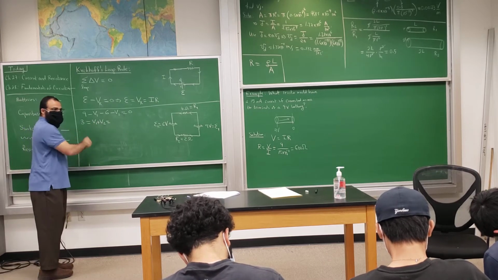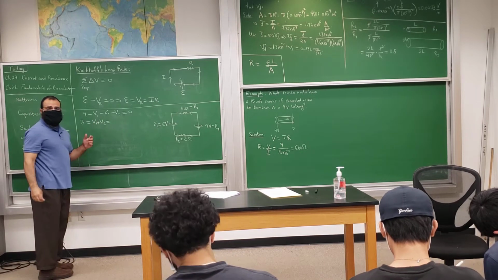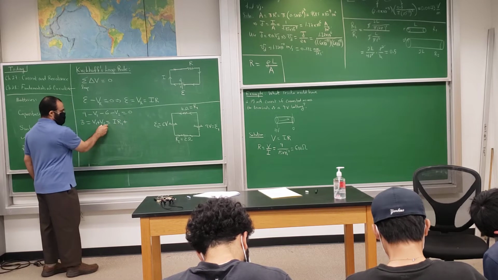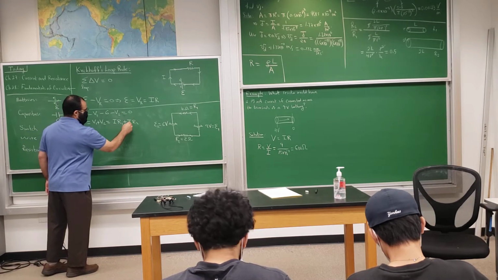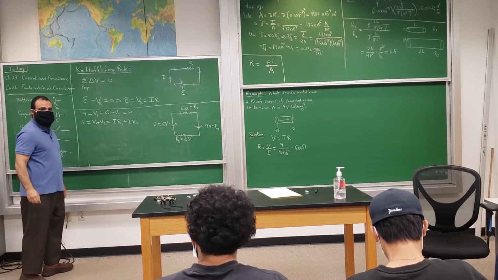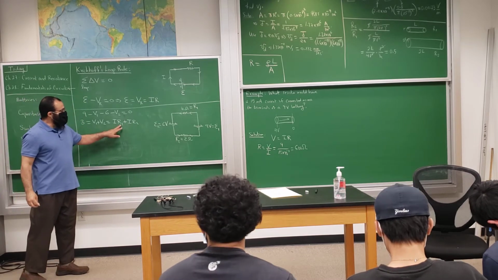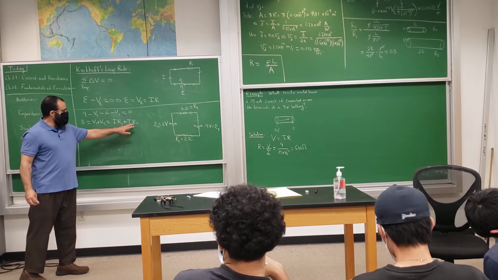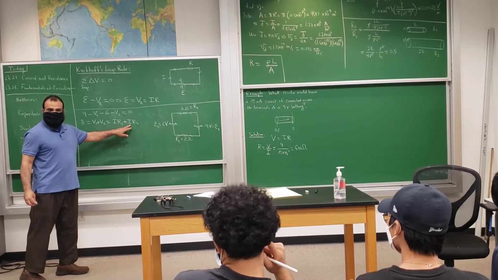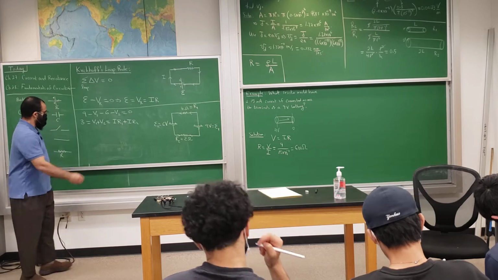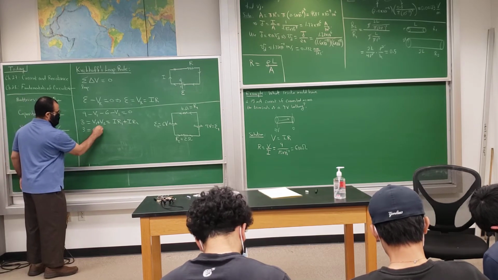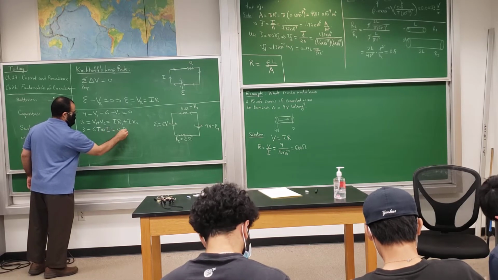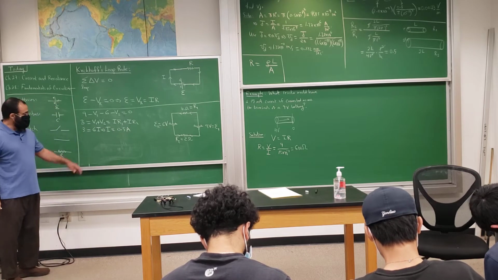But V1 is the current I times R1, and V2 is I times R2. It's the same current, so I don't have to say I1 and I2. Now R1 is 4, R2 is 2, so you get 4I plus 2I. What is that? 6I, right? So I get 3 equal to 6I. That means I will be 0.5 amperes. So, good.